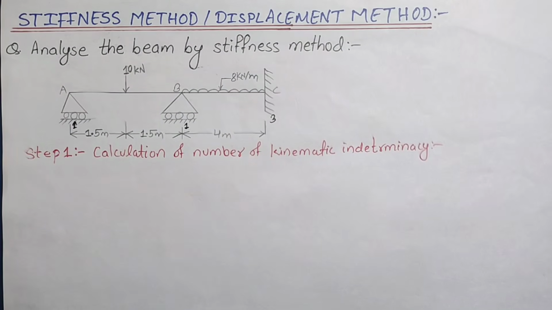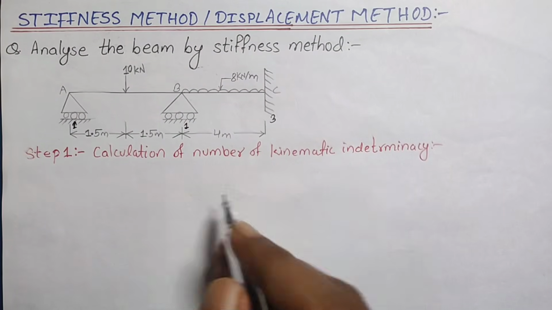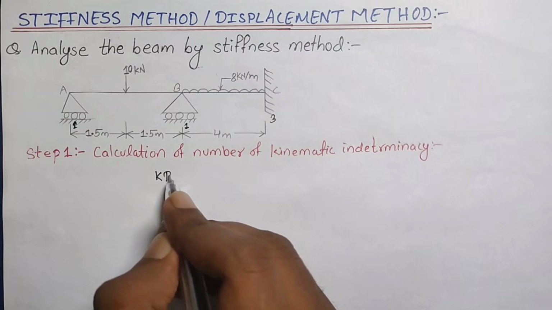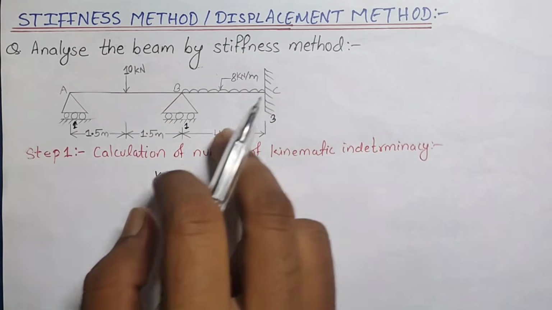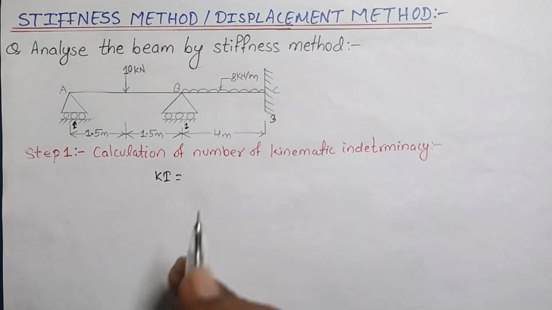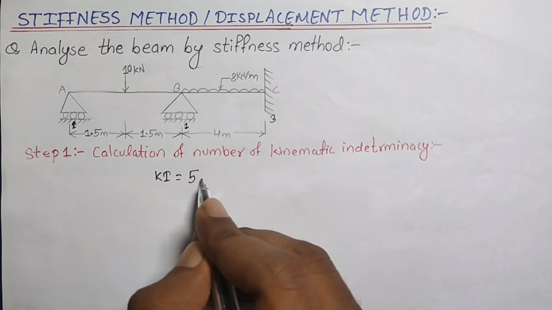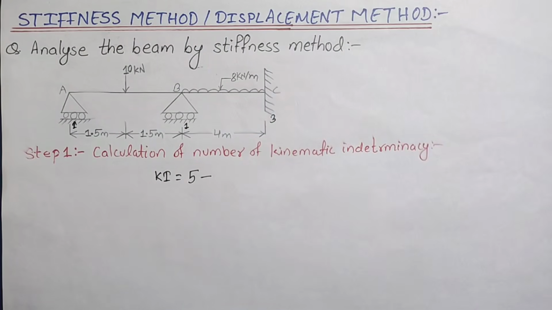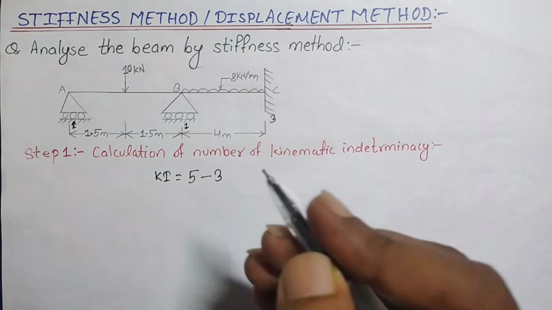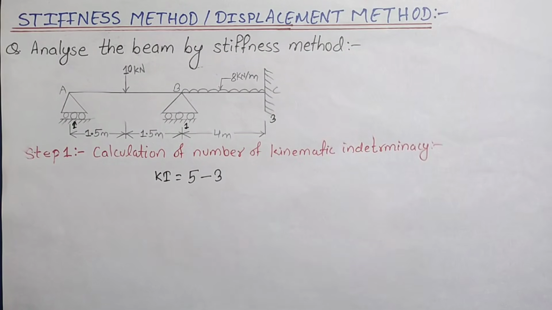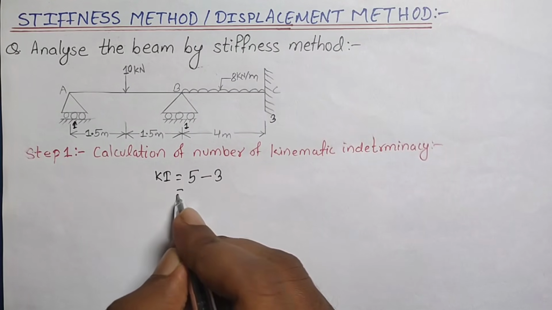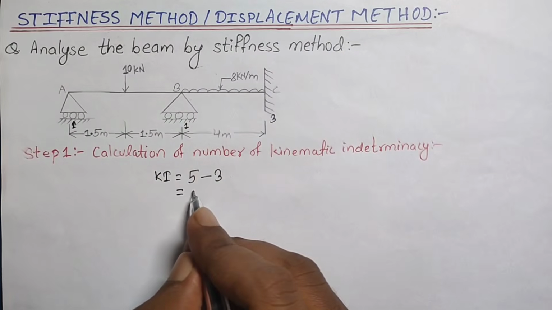So guys, if we calculate the number of kinematic indeterminacies, that is Ki equals the sum of all the reactions in the given span. The sum of all the reactions is 3 plus 1 plus 1, which is 5, minus the number of static equilibrium equations, which is 3: summation H equals 0, summation V equals 0, and summation of moments equals 0. So we have the kinematic indeterminacy of this structure equal to 2.